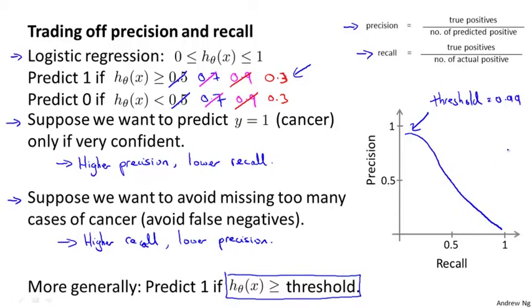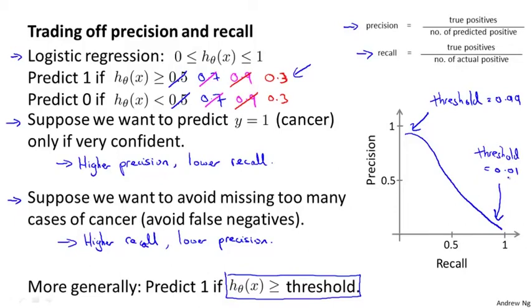So that's saying predict y equals 1 only if we're more than 99% confident, or at least 99% probability this one. So that'll be a high precision, relatively low recall, whereas the point down here will correspond to a value of the threshold that's much lower, maybe equal 0.01, meaning when in doubt at all, predict y equals 1. And if you do that, you end up with a much lower precision, higher recall classifier.